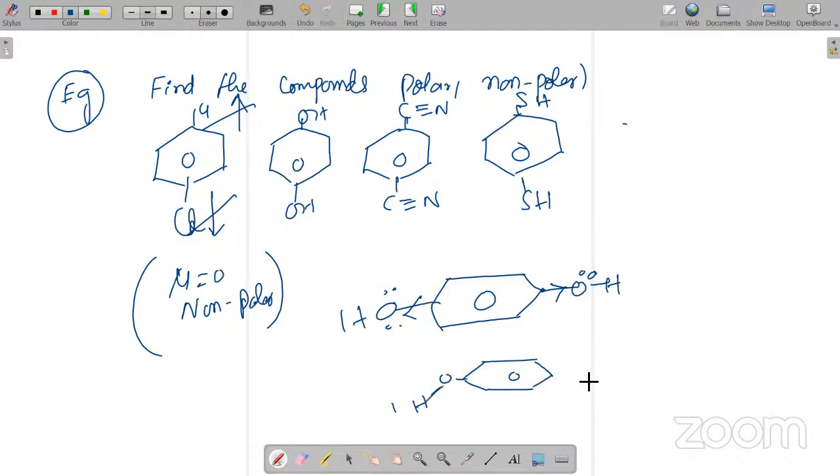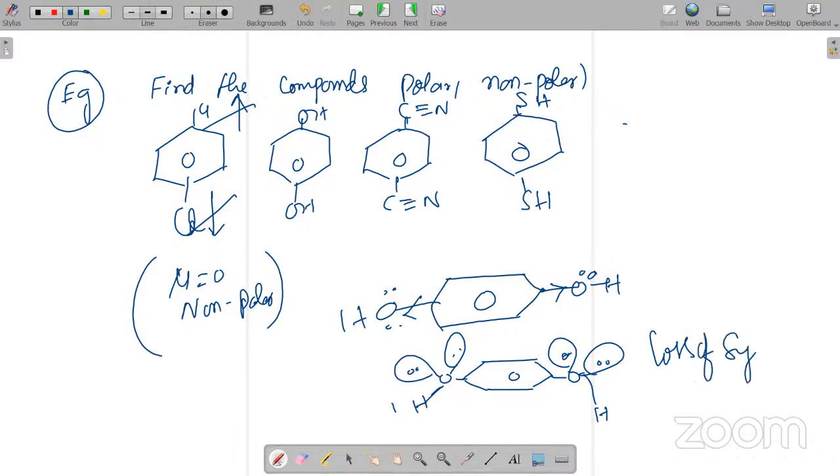Because of the lone pair, there is a loss of symmetry. We will hear about this loss of symmetry in class 12 also, for the Jahn-Teller effect. We will discuss that later. Due to the lone pair repulsions, the bond angle is decreased and the dipole moment is non-zero, so this is taken as polar.